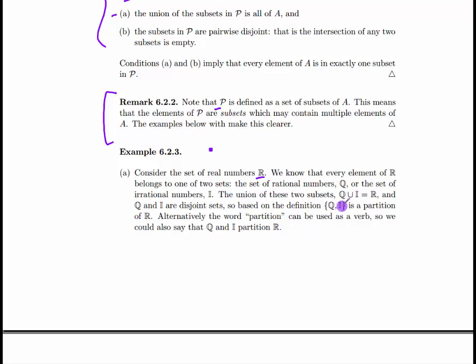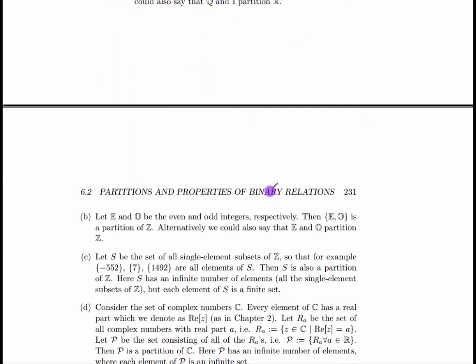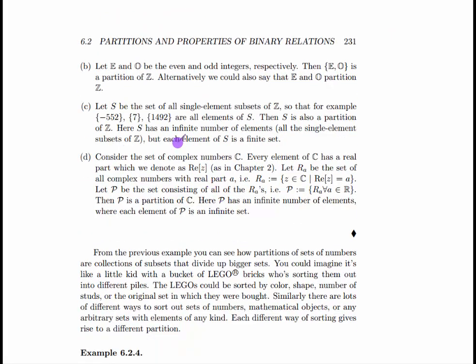So notice that the elements of the partition are sets. We also sometimes use the word partition as a verb, so we can say that Q and I partition R. All right, now we could do something similar with the even and odd integers. The even and odd integers together, if you take the union of those 2 sets, you get all the integers. So we could say the even and odd integers partition Z, or we could let P equal EO. So P is a partition.